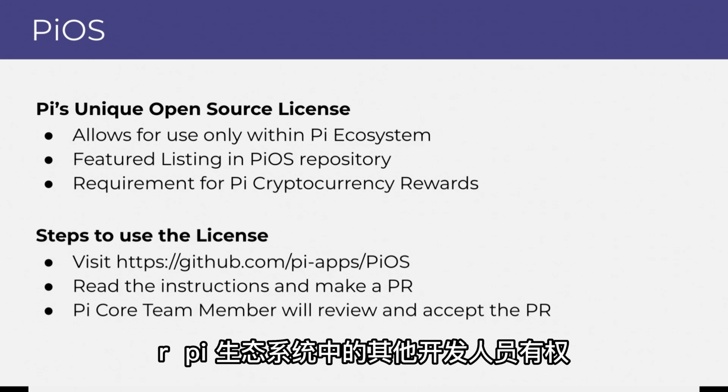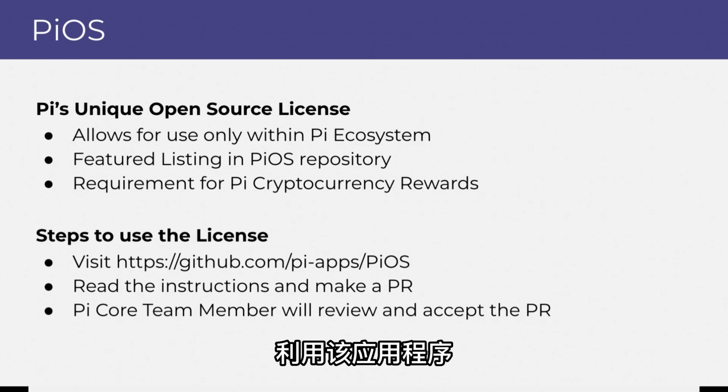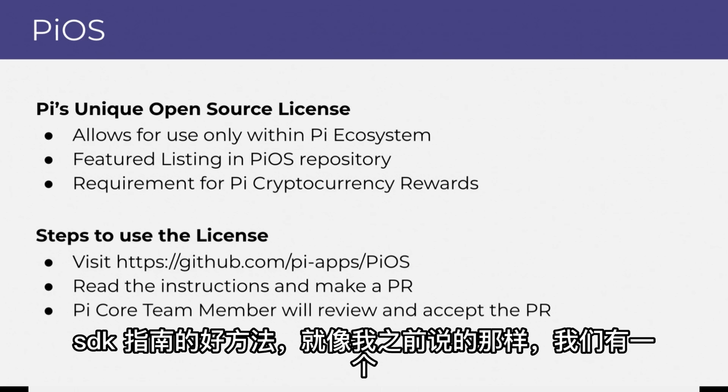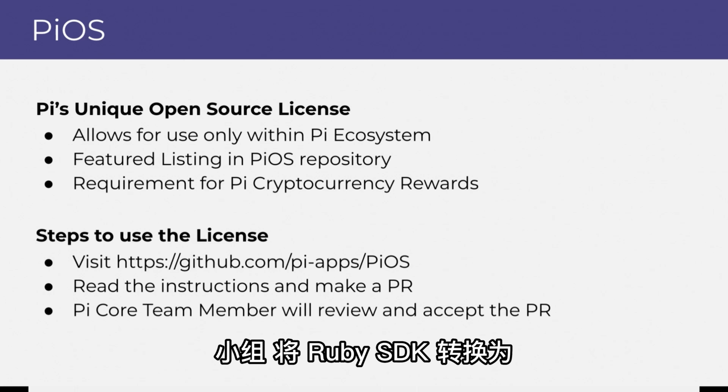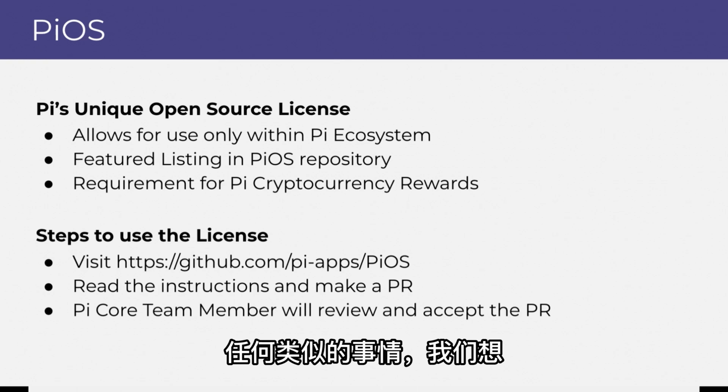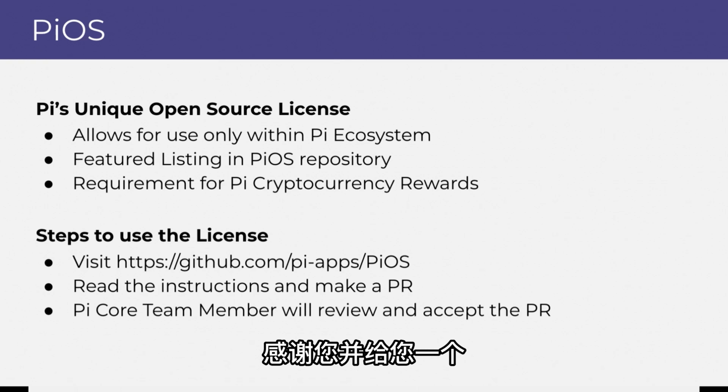rights for another developer within the Pi ecosystem to utilize that application or that piece of software or the functionality. And so this is a great way to help other developers out and creating SDKs, guides. Like I said earlier, we had a group who converted the Ruby SDK into Python. And so doing anything like that, we want to acknowledge you and give you a chance to be displayed.